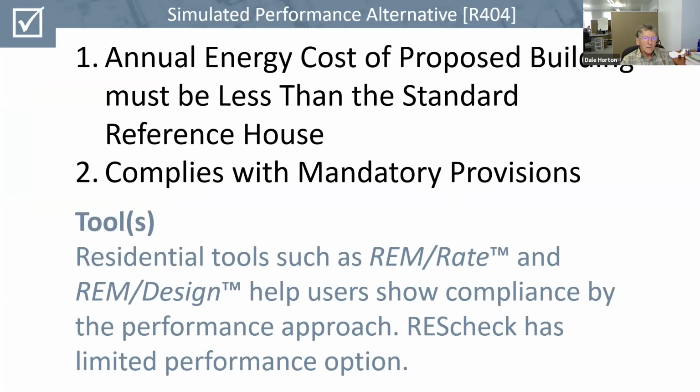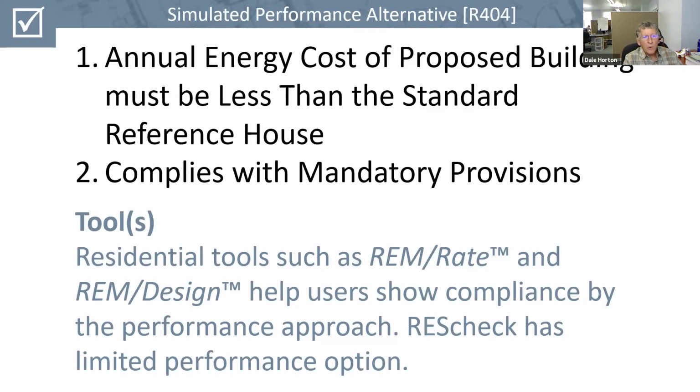And what the performance alternative allows you to do is compare the actual energy cost between a standard reference design and a proposed building. The standard reference design is created by following a table in the code that explains exactly what you're to assume for the standard reference building. And then you do another model that is based on what the proposed characteristics are. Then you turn the energy use into energy costs, and you make that comparison.